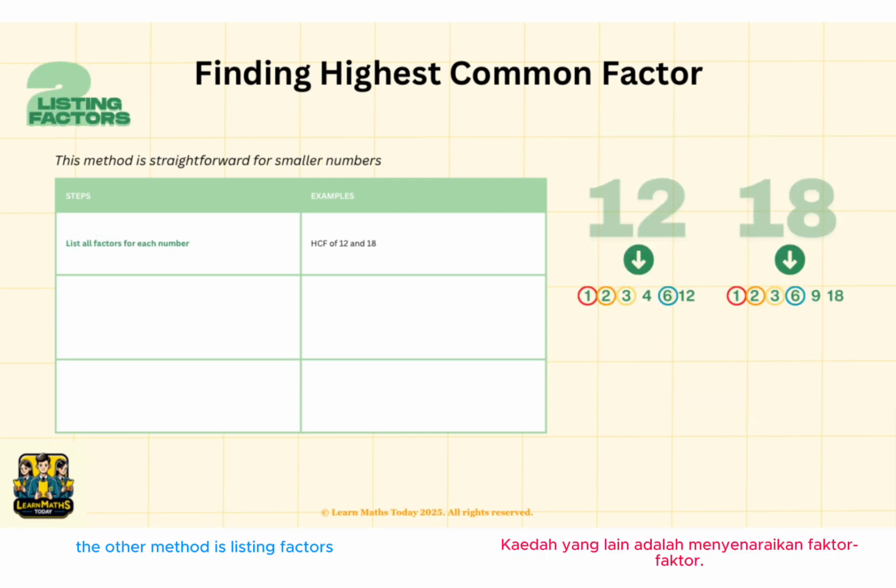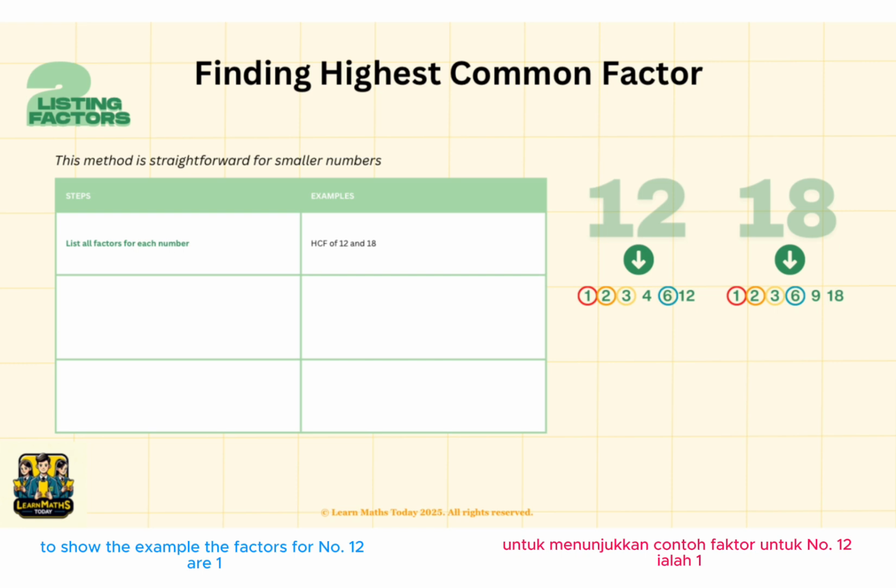The other method is listing factors. This method is straightforward with smaller numbers. The first step is to list all the factors for each number. We will use the numbers 12 and 18 to show the example.